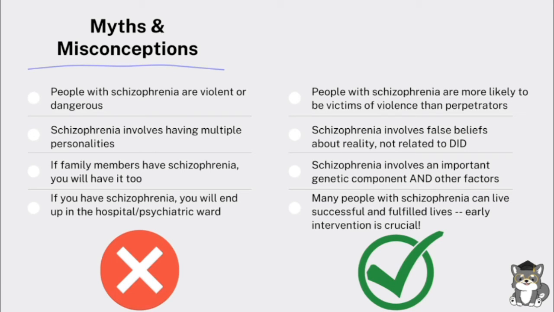Finally, some people believe that if you have schizophrenia, it's unavoidable that you will end up in the hospital or a psychiatric facility. However, many people with schizophrenia are able to live happy, successful, and fulfilled lives. The key, again, is early intervention, a strong support system, and continued commitment to recovery.